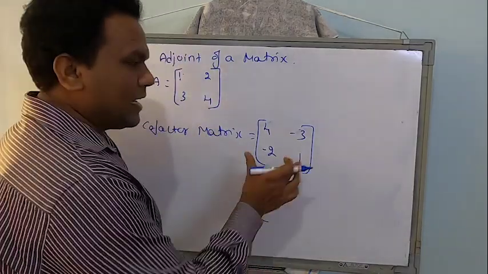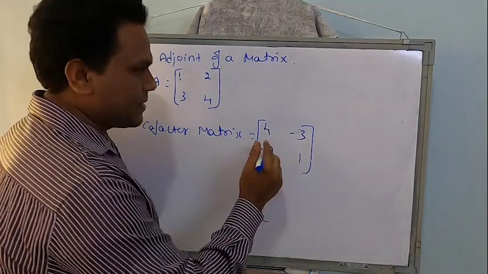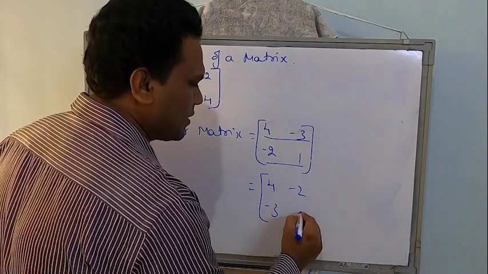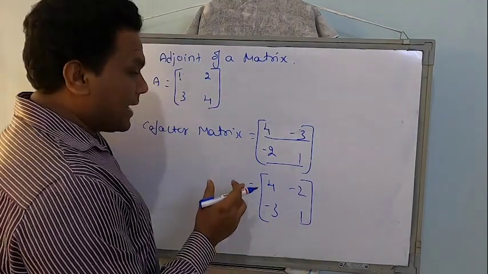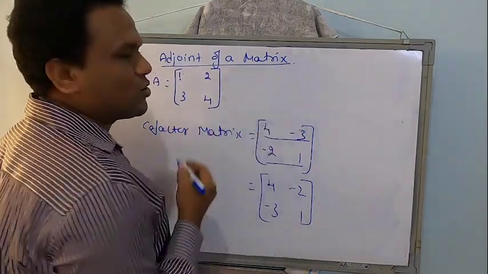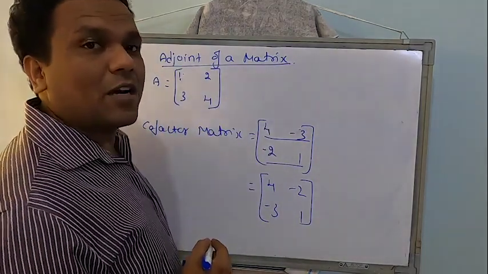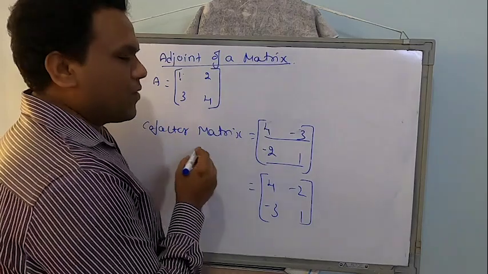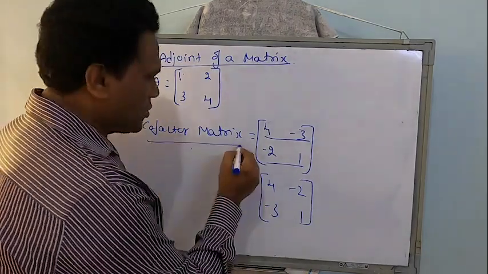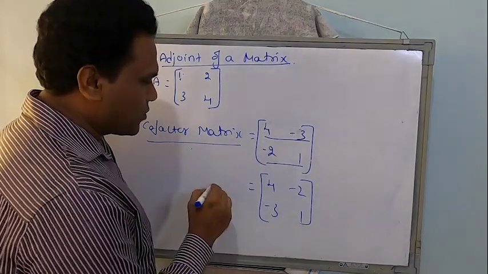Now, let me take the transpose of this matrix. That means rows will be written column wise. This row will be written column wise. I took the transpose of the cofactor matrix. That is called the adjoint of a matrix. So the definition for adjoint: adjoint of a matrix is nothing but the transpose of the cofactor matrix. So once you construct the cofactor matrix, take the transpose of this.